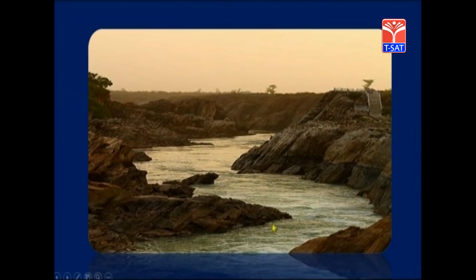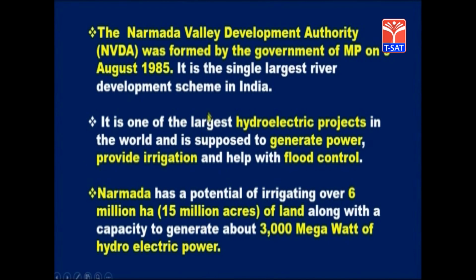This is the river Narmada. The Narmada Valley Development Authority was formed by the government of Madhya Pradesh on 9th August 1985. It is the single largest river development scheme in India. So what are the development projects? In this chapter we are going to discuss two projects which are becoming a destruction to the lives of the people.